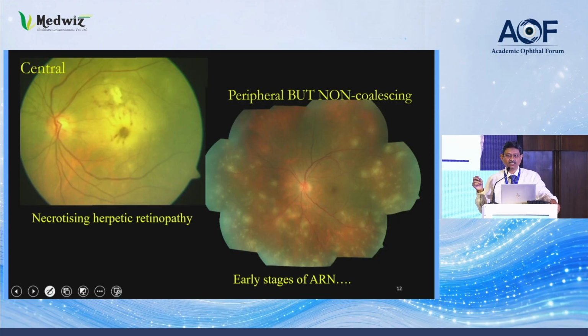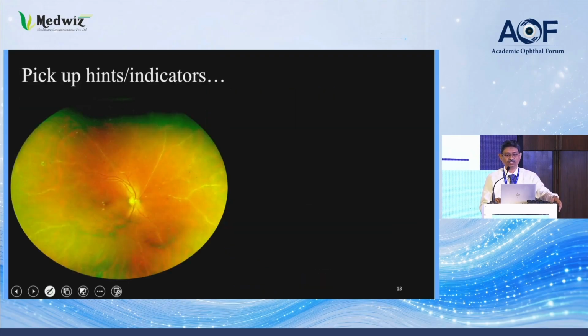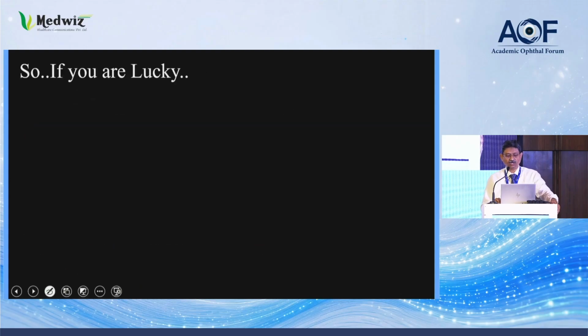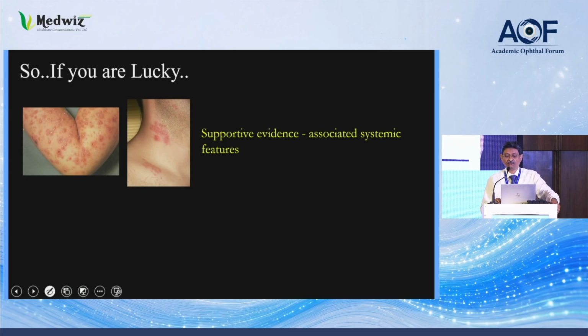Some amount of arteriolitis and vitritis may or may not be present, but if you have a high suspicion from that point of time itself, you can do the RT-PCR, find the viral load, and go ahead for the treatment. As I was saying, picking up from the hints, like this arteriolitis area, or you can have a peripheral scalloped lesion. These two can give you a high level of suspicion for diagnosis. But if you are lucky, you can have some supportive evidence associated with systemic features like this.